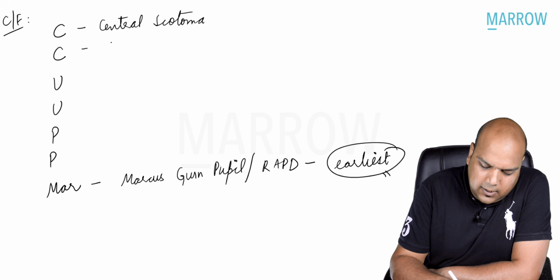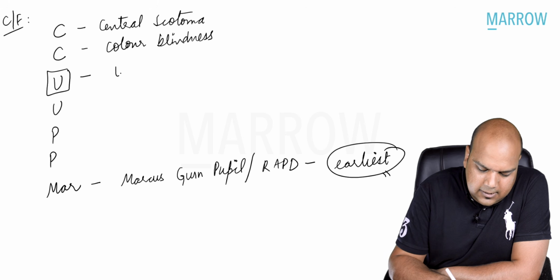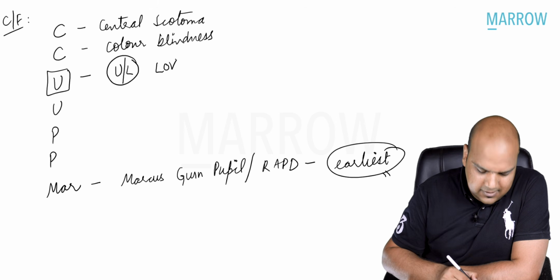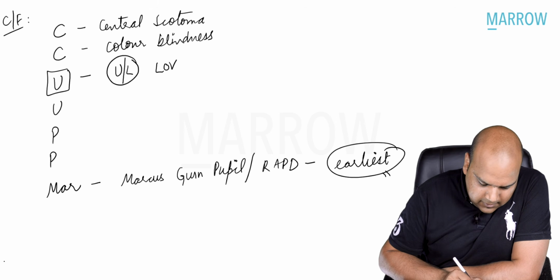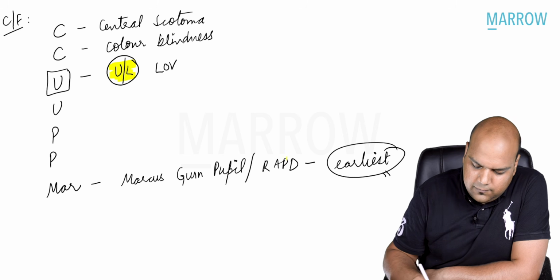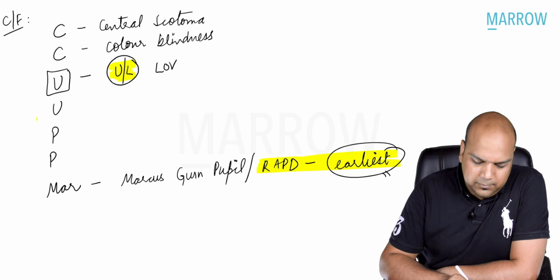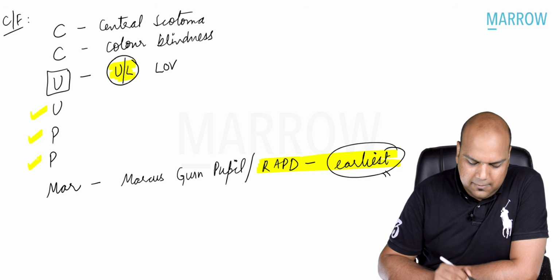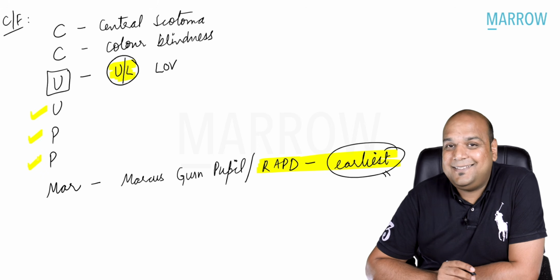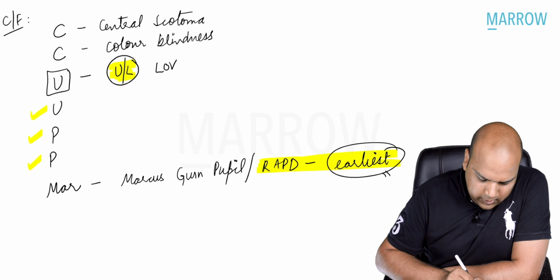C is for color blindness. But the U is important. It is always a case of unilateral loss of vision. I've stressed enough, I hope, in my lectures that it is a case of unilateral loss of vision, and RAPD is the earliest sign. Apart from that, Uhthoff phenomenon, Pulfrich sign, and pain on ocular movement. These are the others which are remaining. I hope you remember the mnemonic 2C, 2U, 2P, mar.